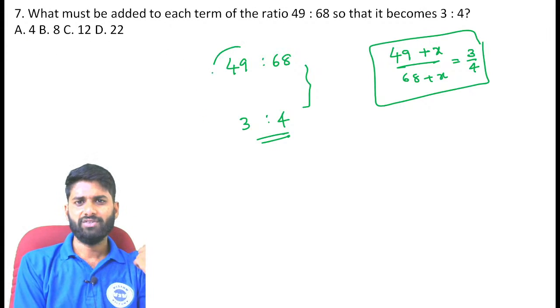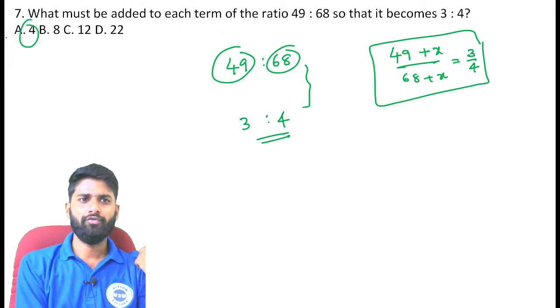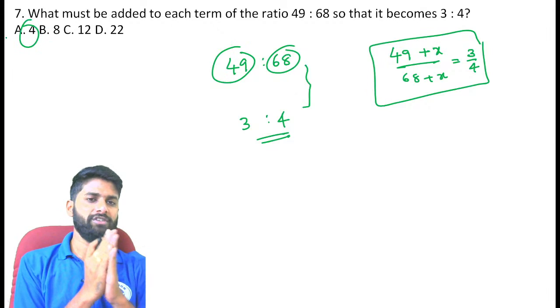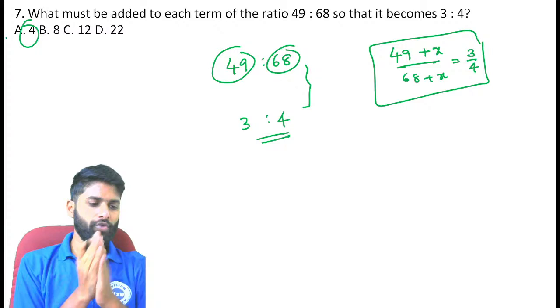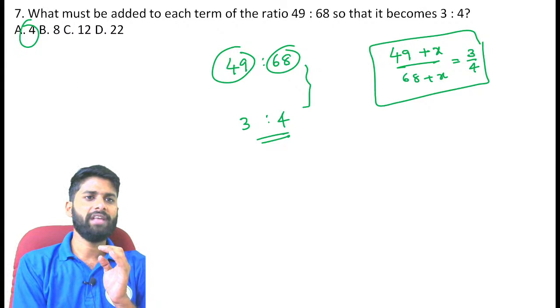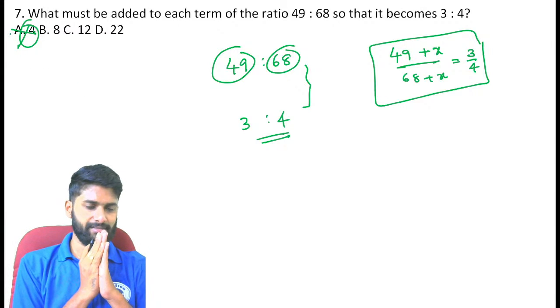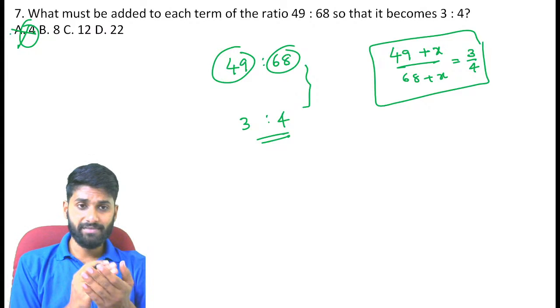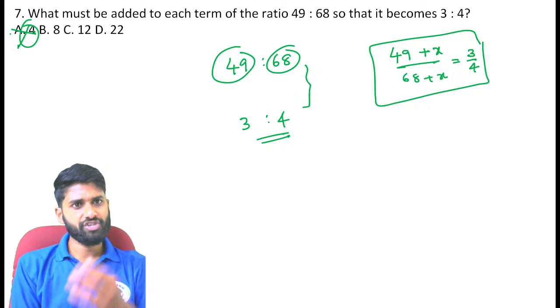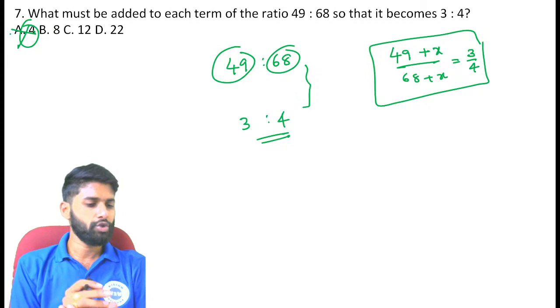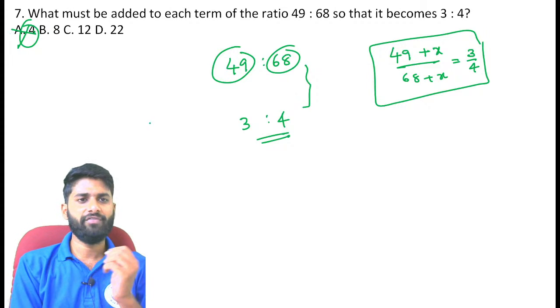For example, these are the numbers I consider. If you take 4, then 49 plus 4 is equal to 53. 53 is a prime number. There is no cancellation, so just eliminate it. 4 is not the answer. Then take 8. Sometimes options help me a lot, guys. If you go through the original method, the options take less time when compared to it. So just cross verify with the options.